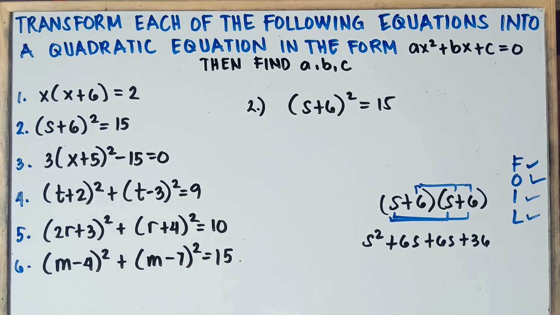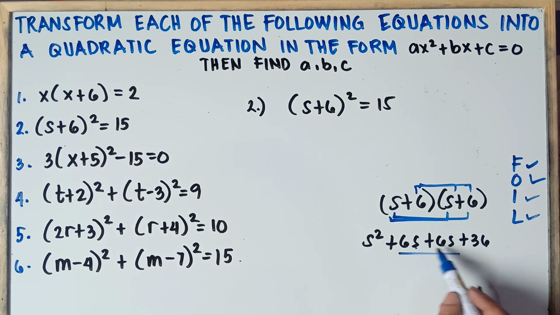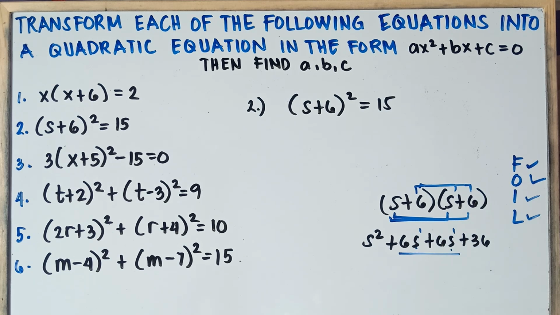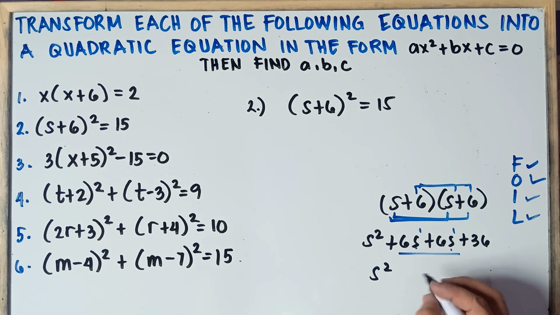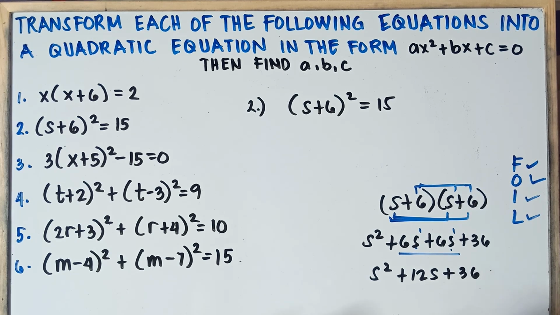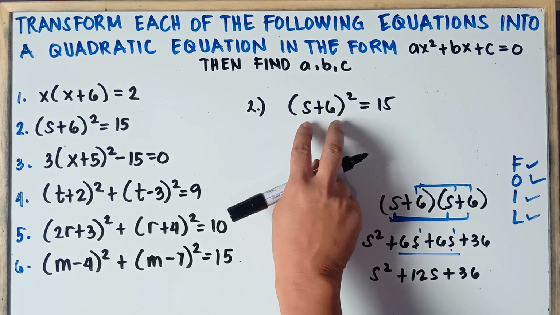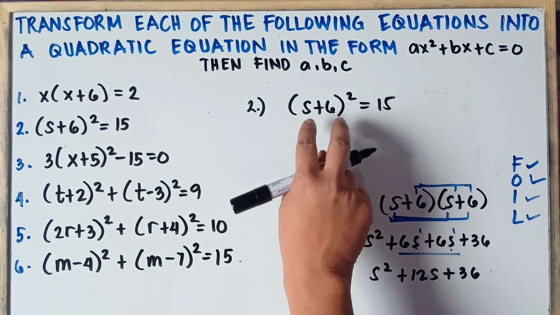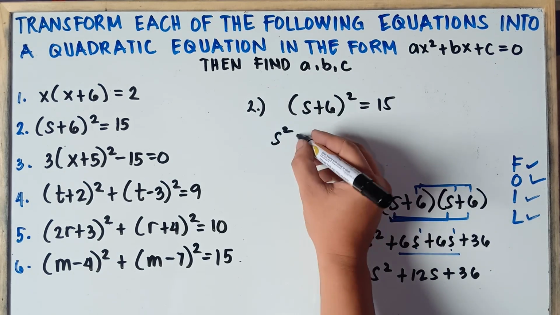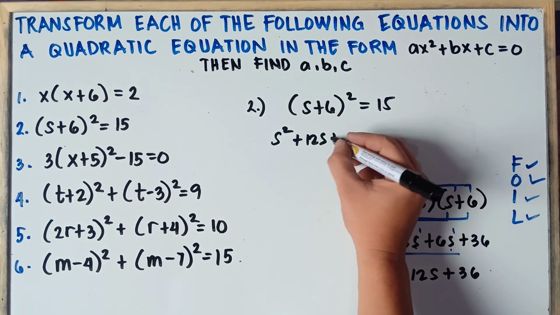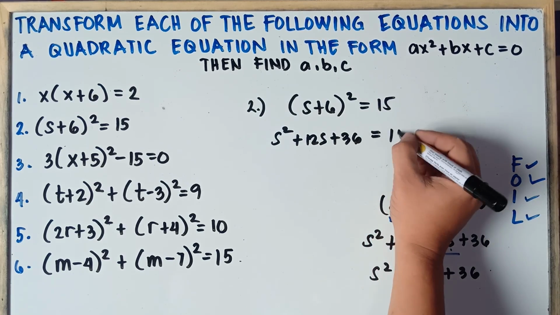And then you can combine like terms. Same letter and same exponent, you can combine those. They have the same literal coefficients. So copy s squared. 6 plus 6 is positive 12, copy s, plus 36. Therefore, when we simplify s plus 6 times s plus 6, the answer is s squared plus 12s plus 36, copy equals 15.